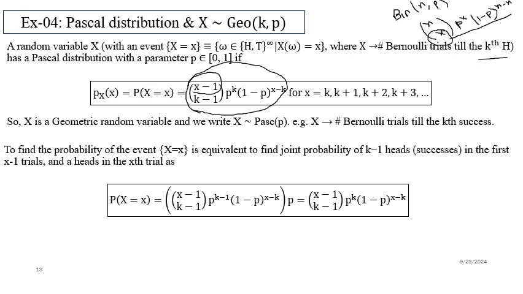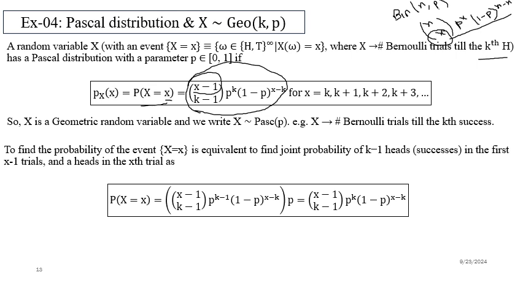You can divide the event into parts to find the probability that x is observing a value. Finding the probability that x takes a small x value means that at the x-th trial you are observing the k-th success. That is the computation of the probability. So you can divide it into two parts. It is saying that in the x trials you are getting k successes.